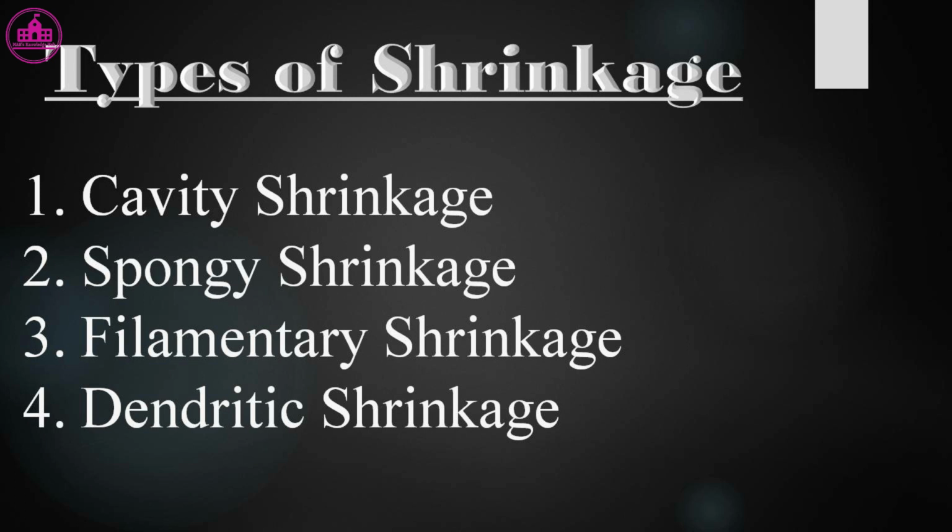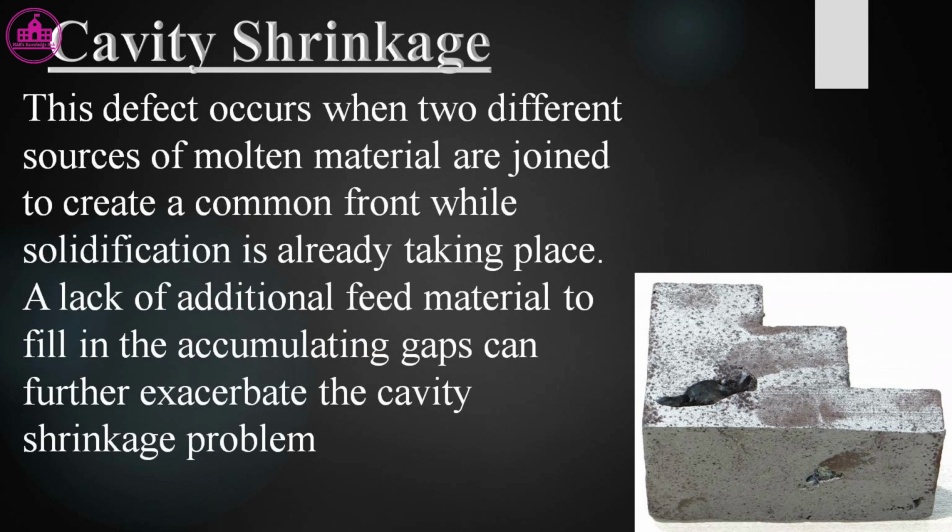Types of shrinkage. Cavity shrinkage, spongy shrinkage, filamentary shrinkage, dendritic shrinkage. Cavity shrinkage. This defect occurs when two different sources of molten material are joined to create a common front while solidification is already taking place. A lack of additional feed material to fill in the accumulating gaps can further exacerbate the cavity shrinkage problem.